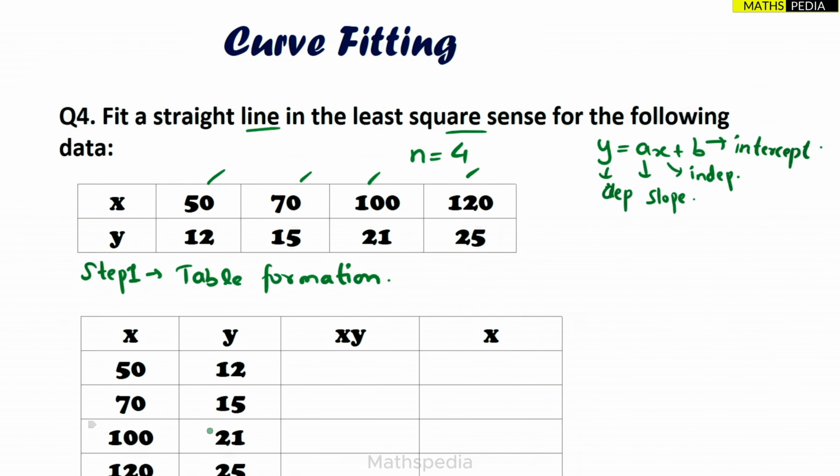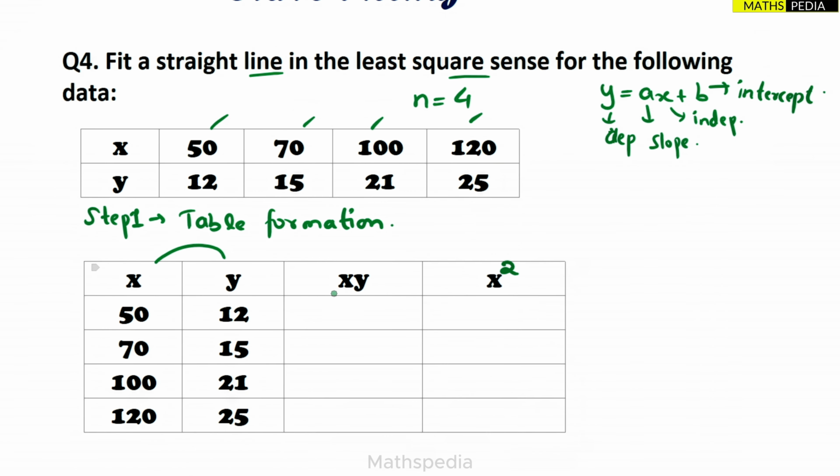Now the two columns x and y, just copy paste. The third column will be the product of the first and second column, x and y. The fourth column we have to take is x square, that means whatever the first column is, take the square of the corresponding values. So just multiply these two and you'll get the third column. So I am going to write 50 into 12 is 600. So it will be 1050, 2100, 25 into 12, 300, one more zero.